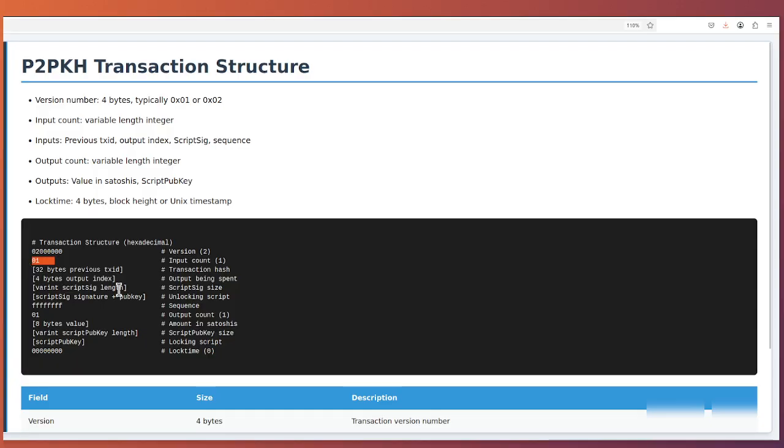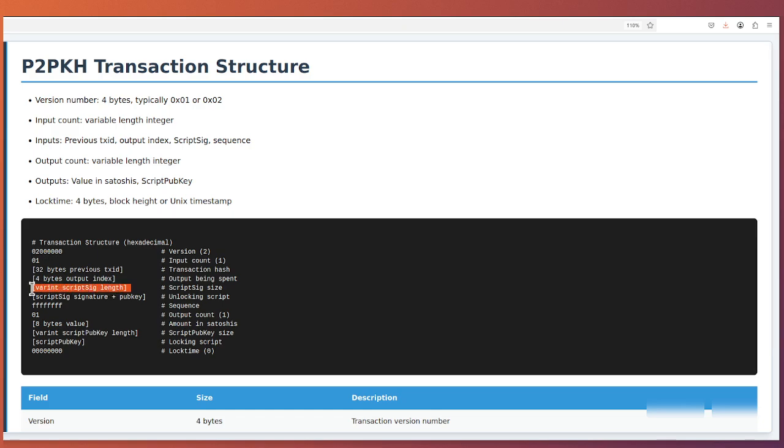Each input in a P2PKH transaction contains several critical fields. The previous transaction hash, or TXID, is a 32-byte hash that identifies which earlier transaction created the output being spent. The output index, or VOUT, is a 4-byte integer specifying which specific output from that previous transaction we are spending, since transactions can have multiple outputs. The ScriptSig field contains the unlocking script that proves ownership, which for P2PKH includes a signature and the public key.